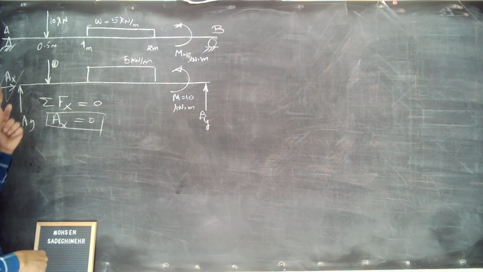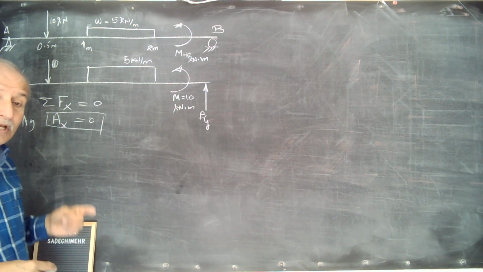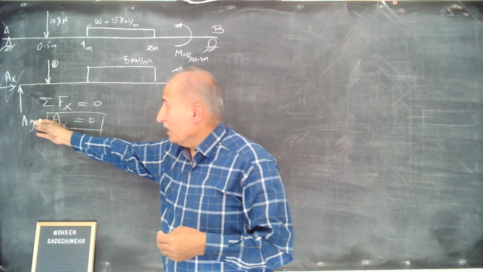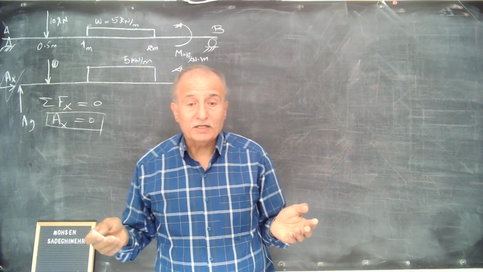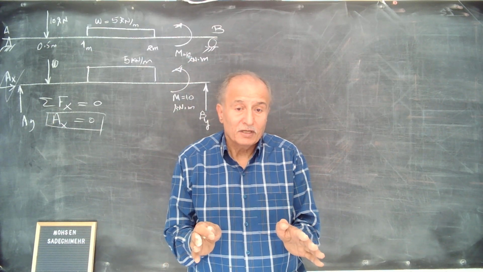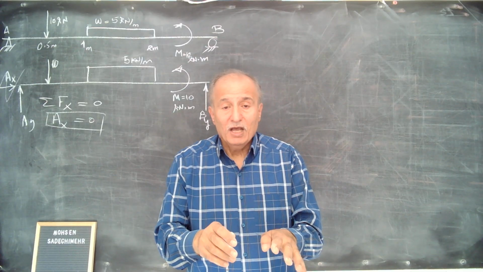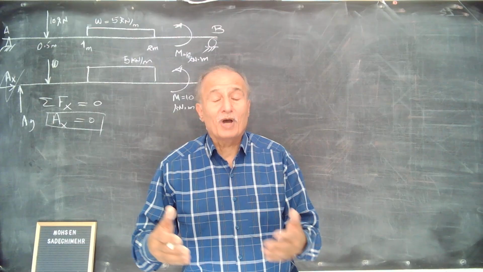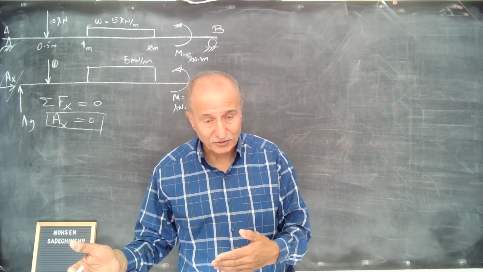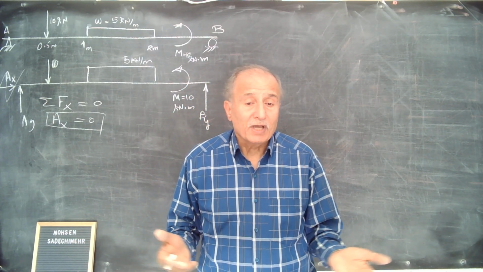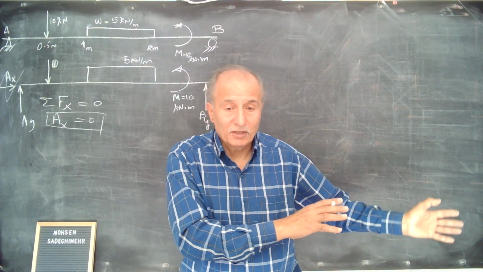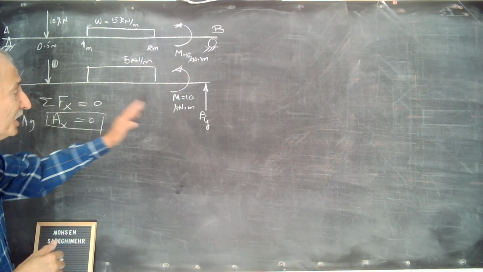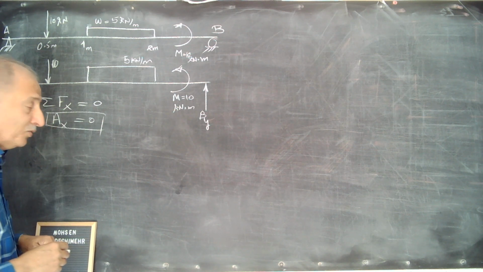The second is summation of forces in y direction. Because we have here Ay and By, two unknowns, this equation doesn't help at the moment. We don't waste our time, because if we solve summation of forces in y direction equal to 0, we reach an equation that has two unknowns, and we cannot solve that. We have to keep it in place until we can find one of the unknowns, Ay or By.